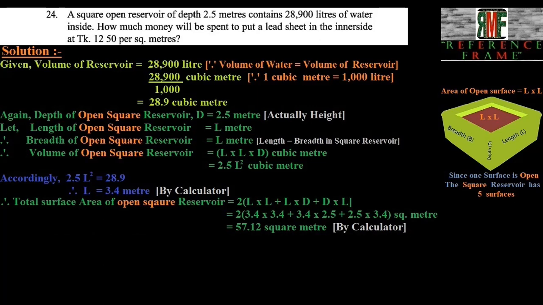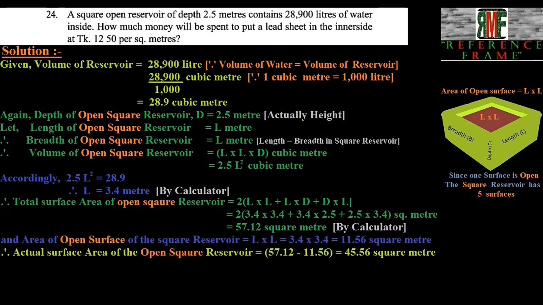Now the total surface area of the open square reservoir: we know it is 2 into length breadth plus breadth height plus height length. As you can see on the screen, 2 into length breadth, because length and breadth are equal, we write 2 into L into L plus L into D for depth plus D into L. Here all the breadths are replaced by L. By putting in the values, L is 3.4 and D is 2.5, we get the total surface area of the square reservoir is equal to 57.12 square meter.